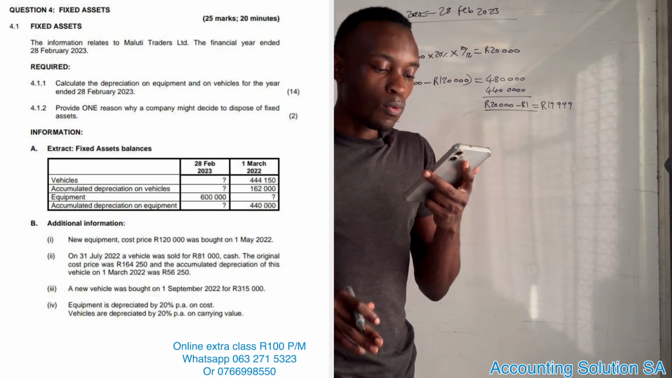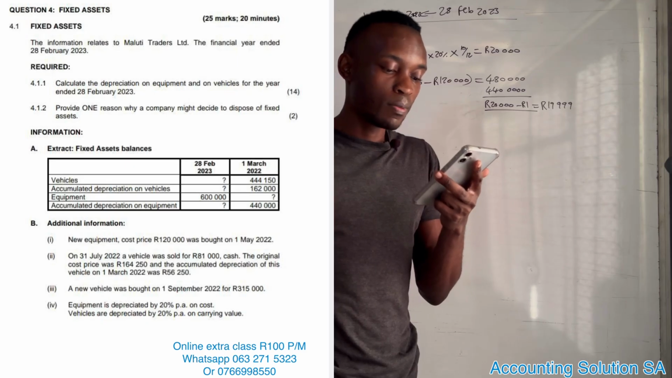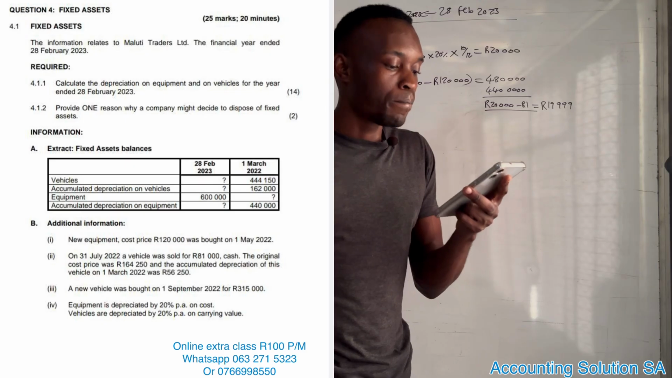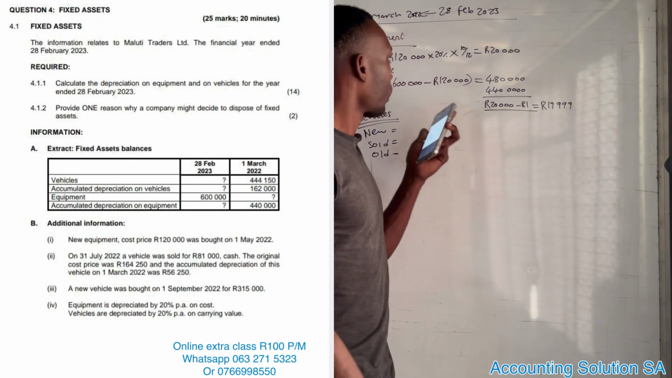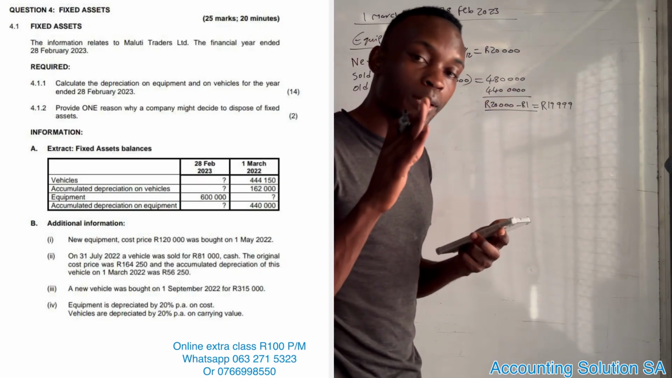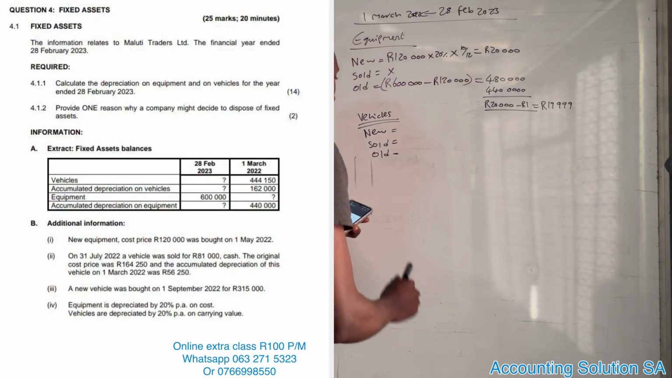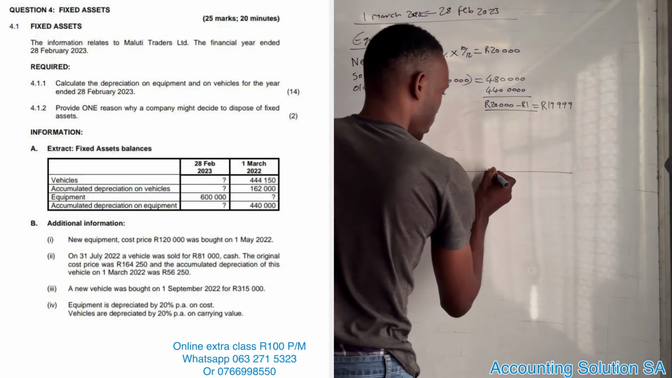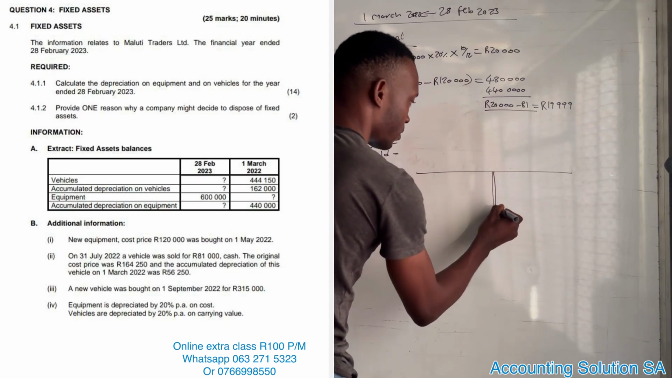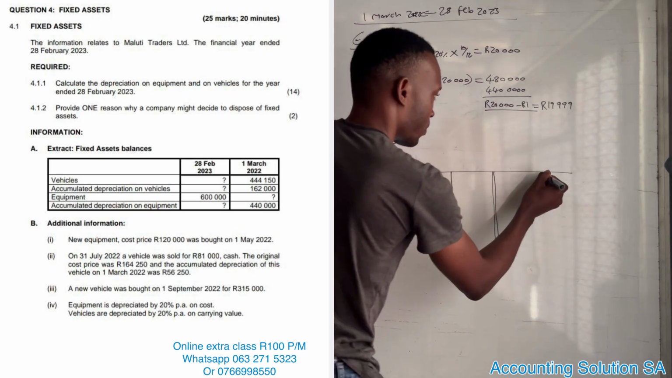On 1 July, the vehicle was sold for 81,000 cash and the original cost price was 164,250, and the accumulated depreciation of this vehicle on 1 March 2022 was 56,250. Remember, here we are calculating what? Depreciation. But I will also open the disposal of assets for you, because I know you want to learn it. It was not required, but we are here for that, so we will help you.